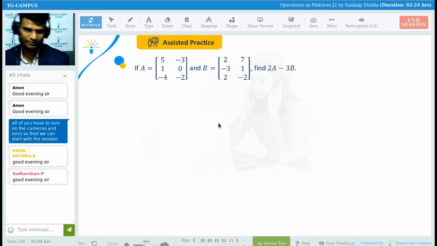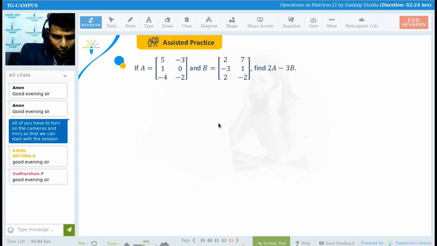So what is a non-singular matrix? A non-singular matrix is one whose determinant is not equal to 0. Simply, every other matrix is a non-singular matrix. But if its determinant is equal to 0, then it is singular.